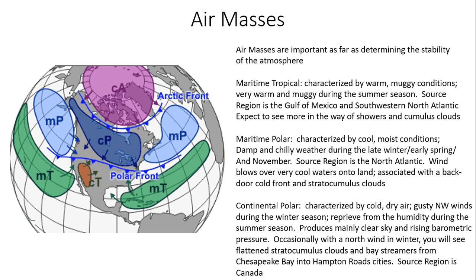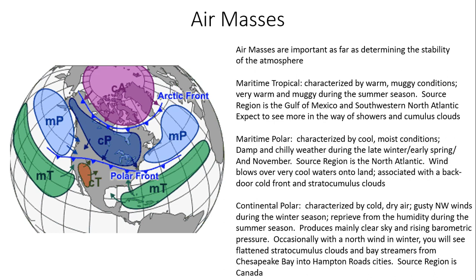Either way, maritime polar, maritime being moist over an ocean surface, and of course polar being cooler. But in general, the wind's going to blow over very cool waters onto land, and maritime polar air masses are sometimes associated with what's known as backdoor cold fronts and these stratocumulus, layered cumulus clouds that come in off the ocean.